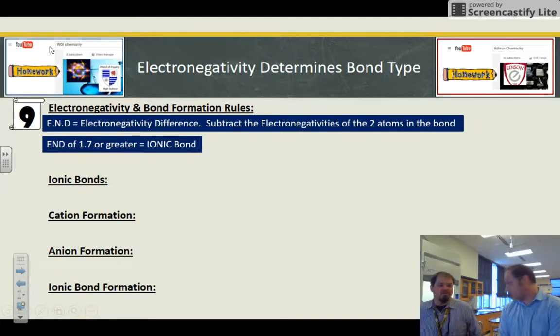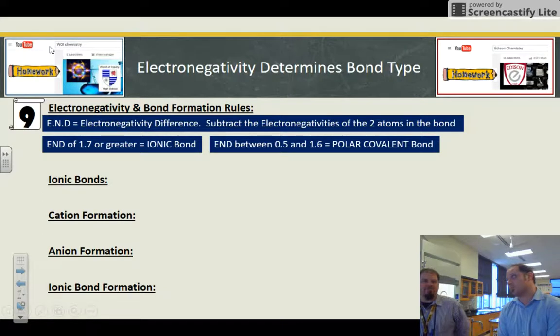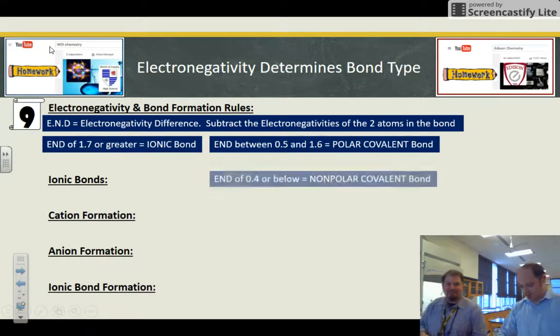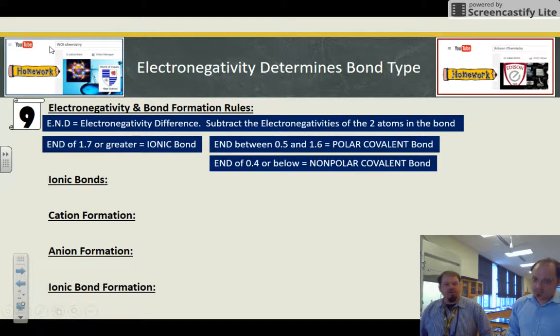If the number is 1.7 or greater, it's ionic. If it's 0.5 to 1.6, it's what we call polar covalent, which is sharing but not evenly. And then if we're below 0.4, we are nonpolar covalent. We are sharing evenly. That's the way to sum it up.